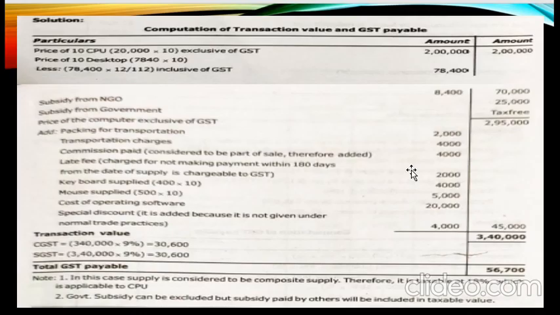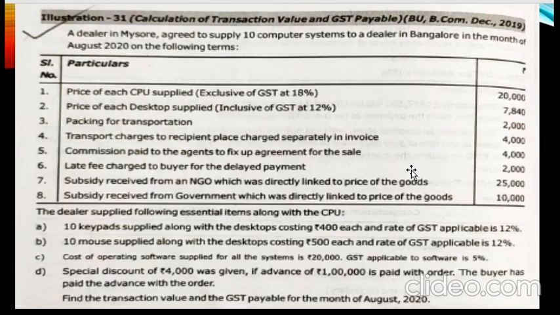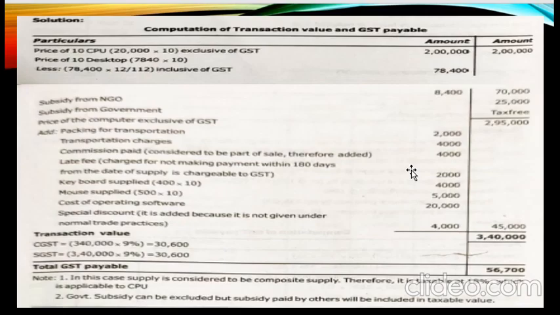Yes, so late fee charged for not making payment within 180 days. As it is stated, late fees will usually be charged if the payment is not paid on the due date. If the due date is 30 days and it crosses 180 days, then the late fee charges will be imposed. So the late fee to be paid is 2,000. Then we have the subsidy, which we have already taken.